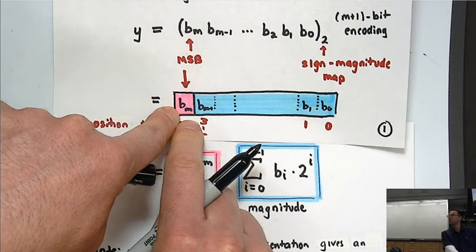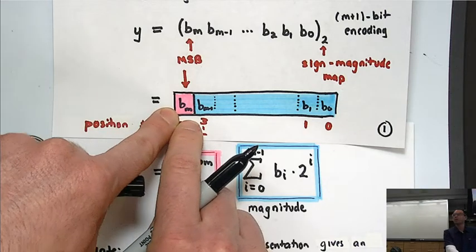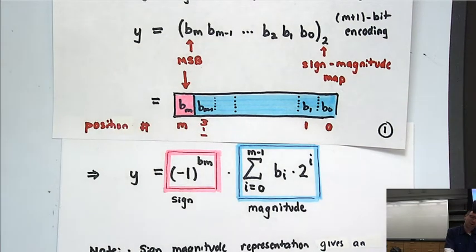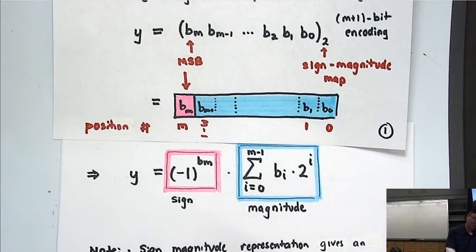The first bit represents the sign. Yeah, can we use the word most significant? Most significant. Awesome, cool. Only because, yeah, so using the most significant bit to encode signs.